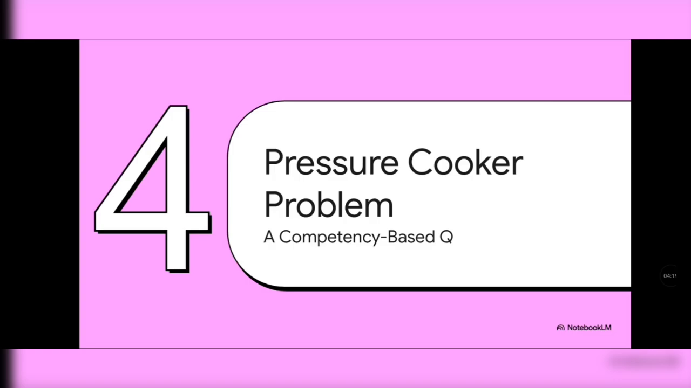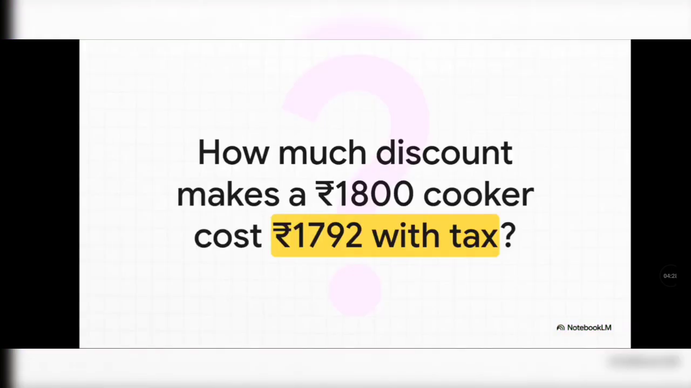So let's tackle a classic competency-based question that's going to really test if you understand how GST and discounts work together. Okay, so check this out. We've got a pressure cooker. Marked price is 1,800 rupees. The GST is 12%. A customer walks in, but they've only got exactly 1792 rupees in their pocket. So the question is, what discount does the shopkeeper need to offer?